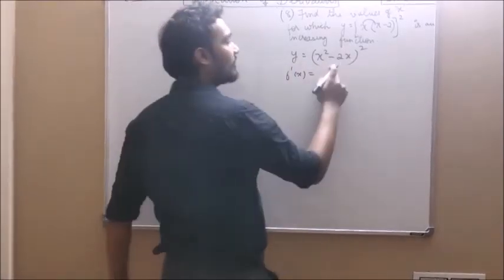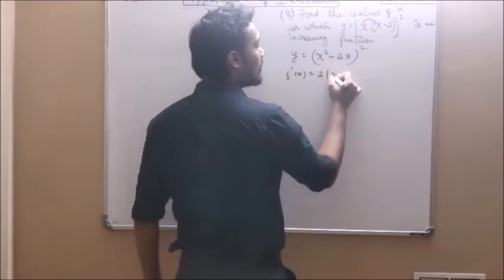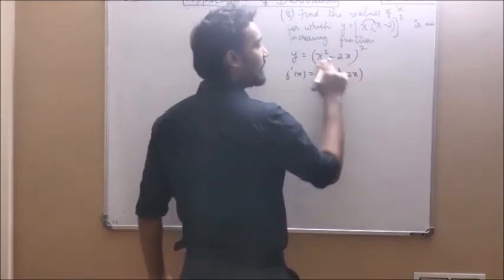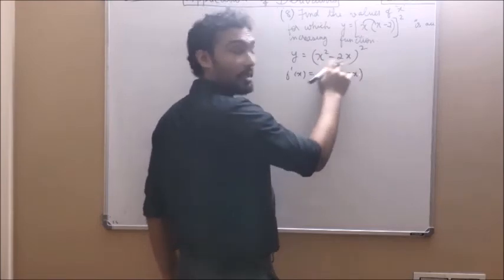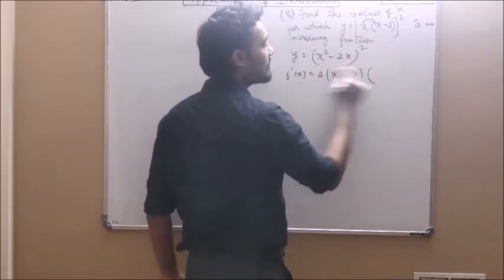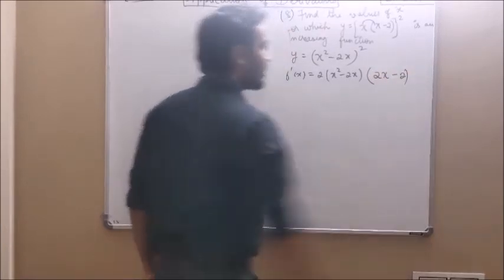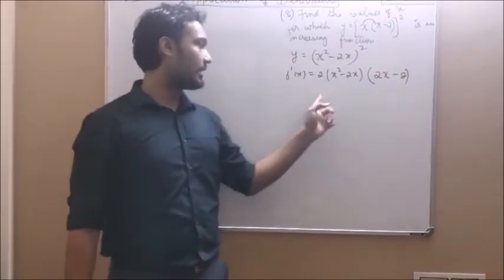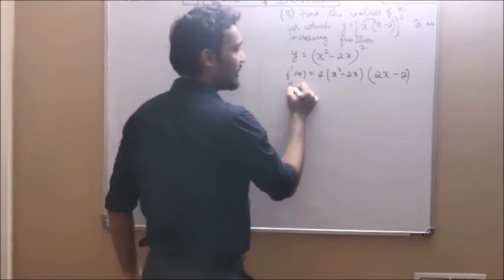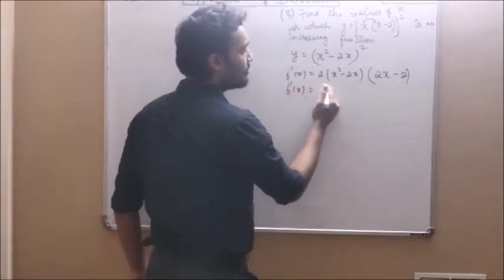First, the differentiation of the outer square gives 2 into (x square minus 2x). Next we have to differentiate the inner function x square minus 2x. The differentiation of x square minus 2x is 2x minus 2. So this is what we get. Now, what is f dash of x? f dash of x equal to 2.